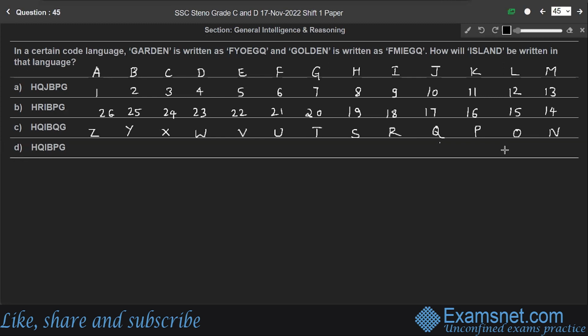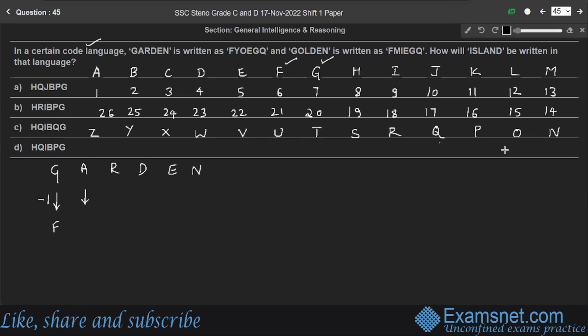Question 45. In a certain code language, garden is written as FYOEGQ and golden is written as FMIEGQ. How will island be written in that language? So here we'll consider the first word garden. For our reference, I have written the positional values of each letter. Right, so here G is coded as F. So G's positional value is 7, F's positional value is 6. So I can write G minus 1 as F.